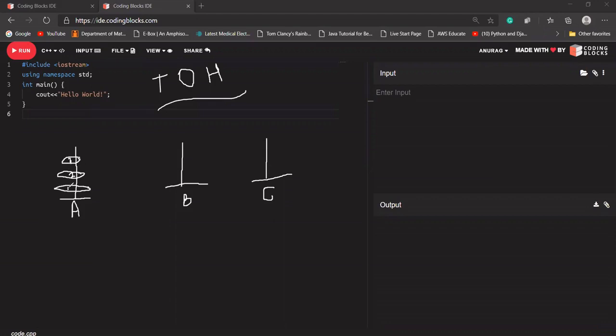So we can pop one disc at a time. Let's say I'm popping it from here, deleting it, removing it from here and adding it to B. Okay, add it to B.